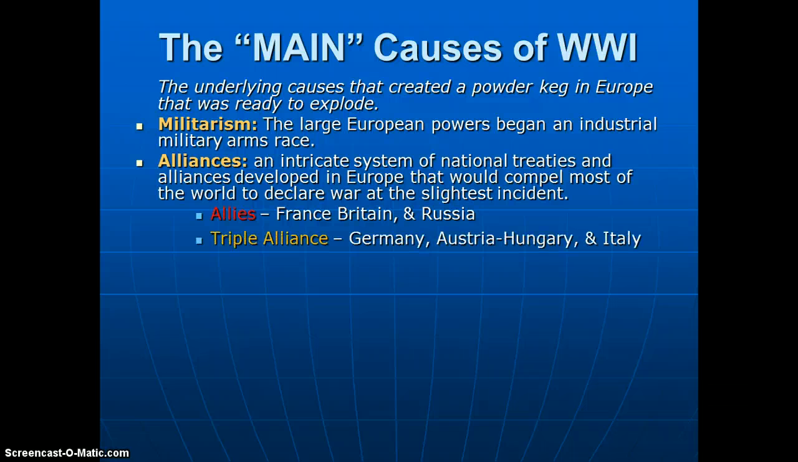The second major cause of World War I was alliances. These were groups of countries who made treaties with one another, aligned themselves so that they would be protected in the case of being attacked. And so it was a very intricate system.